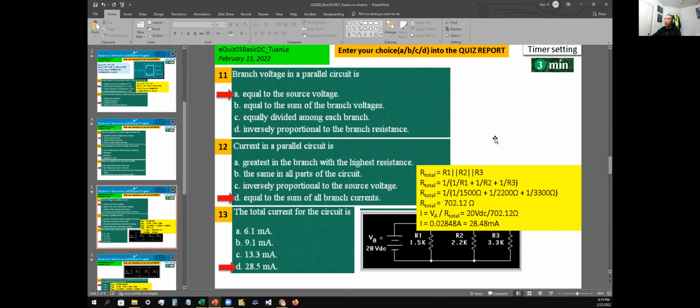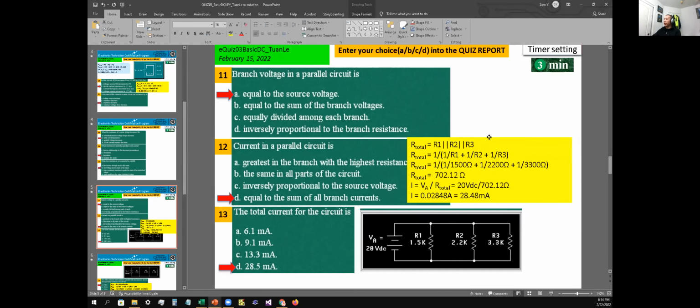Okay, number 11, branch voltage in a parallel circuit is equal to the source voltage. Doesn't matter which one it is. Like you said, either we measure here. So measure voltage, 20 volt here. You can measure here, it's still 20 volt. Measure here, it's 20 volt. Measure here, it's still 20 volt. So therefore it's equal to the source voltage. So A as in apple for number 11.